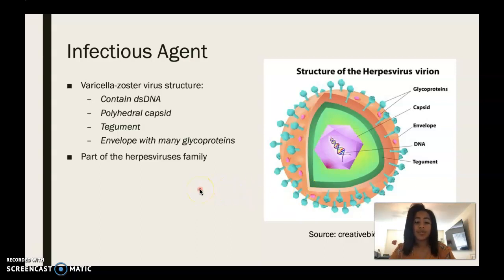Varicella zoster virus is part of the herpes viruses family. These viruses are known for their ability to establish a latent infection in their host, which means once the person has been infected with the infectious agent in the beginning, it will not completely go away. It will stay dormant in the person until it reactivates later in the future. Such as with varicella zoster virus, it's the virus for chickenpox, and once the person gets chickenpox, the virus lays dormant, and then it can reactivate to cause shingles.